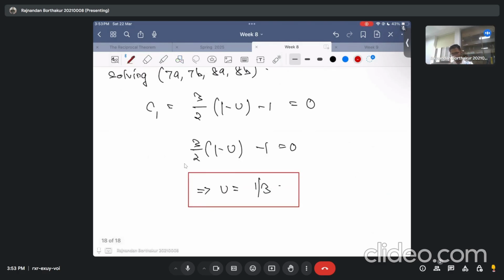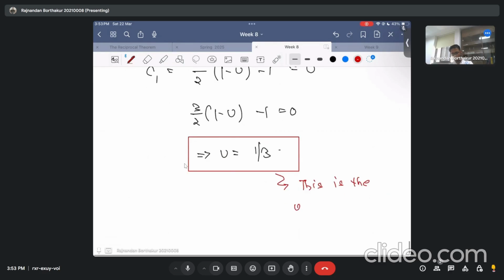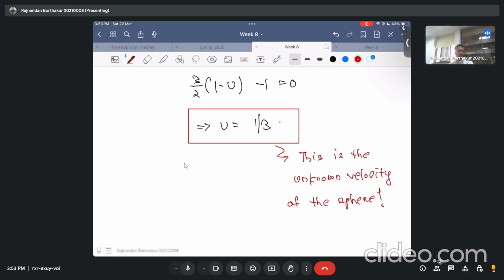Okay. So as I said, this is the unknown velocity of the sphere, subjected to the given background flow that we just now considered. All right. So that's it. That's all that we require in this problem.